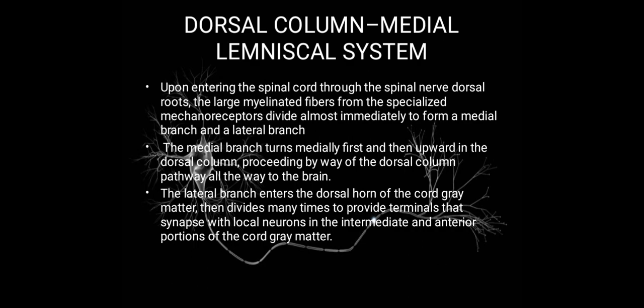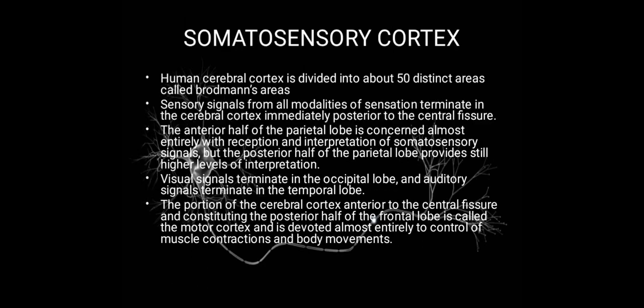The lateral branch enters the dorsal horn of the cord gray matter, which divides many times to provide terminals that synapse with local neurons in the intermediate and anterior portions of the cord gray matter. Then begins the crossing of the medial lemniscus in the medulla. The left side of the body is represented in the right side of the thalamus, and the right side of the body is represented in the left side of the thalamus. That is how it's arranged.